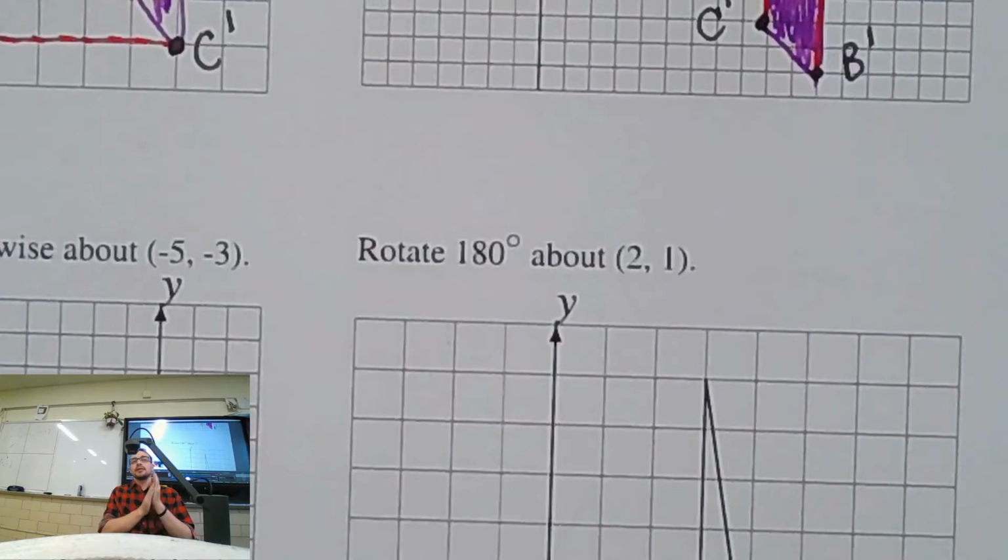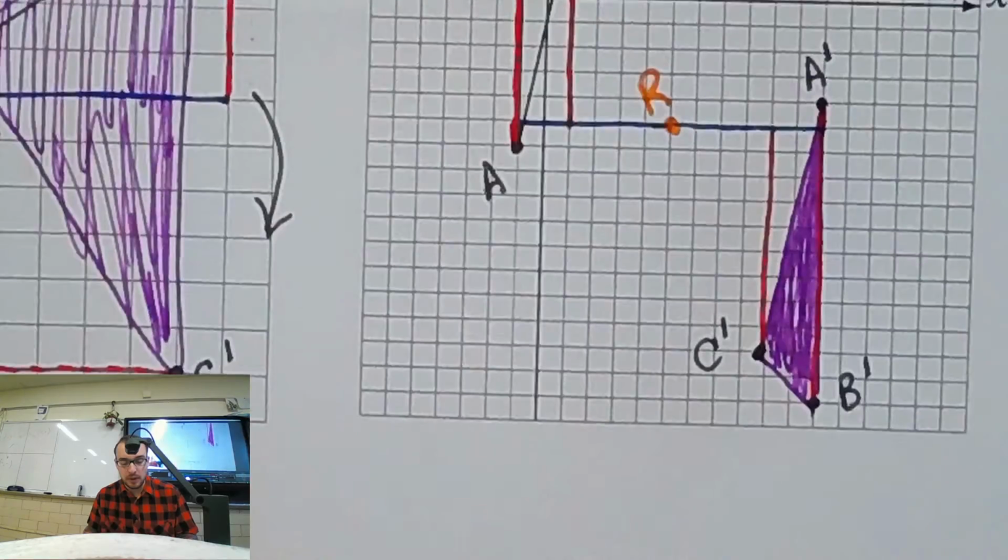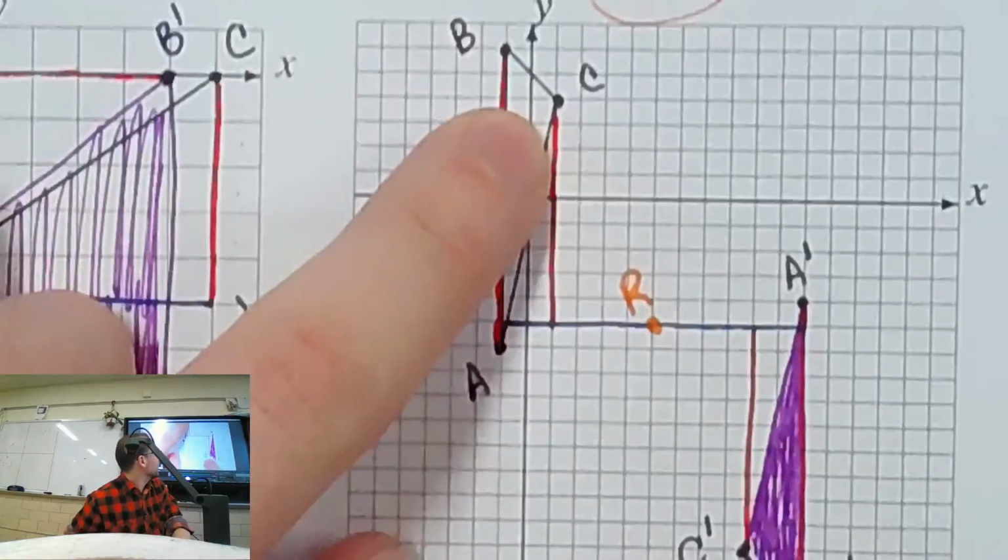Now I'm going to blow your minds. We're going to find out what the rule is for these guys. So let's just focus on 2 points. Let's focus on C and C prime, and let's find their rules.